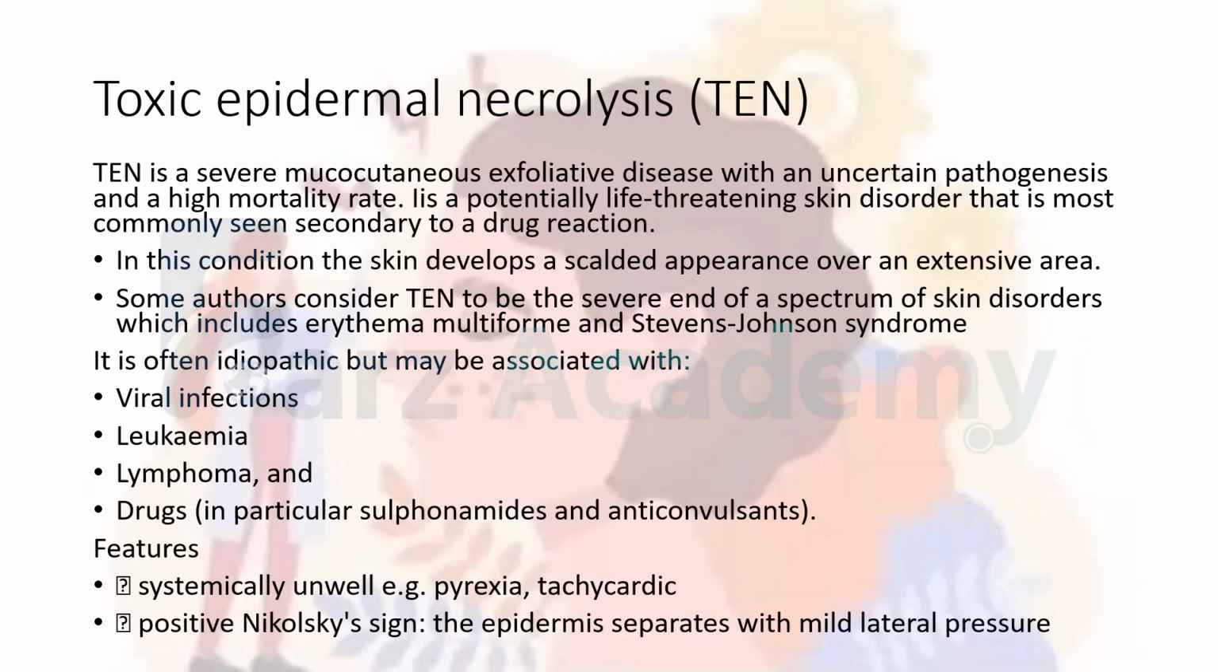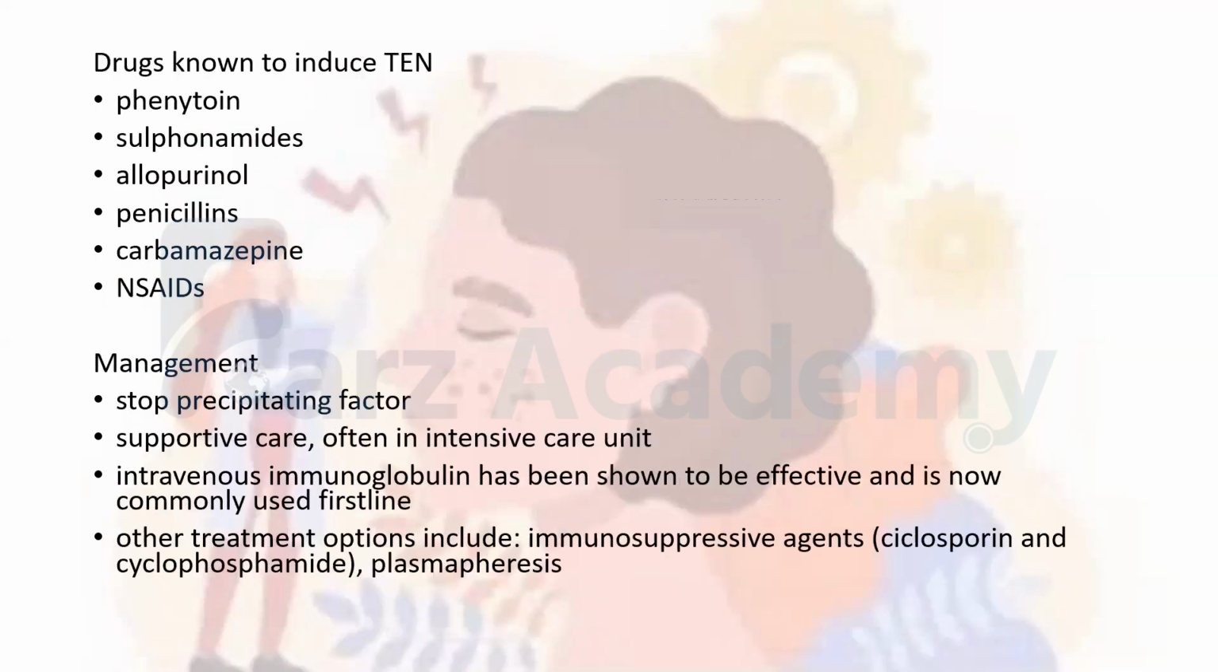One more thing that is seen here is a positive Nikolsky sign. The sign is nothing but the epidermis separating with mild lateral pressure. When you apply lateral pressure, you can see that the epidermis over the skin separates. You have to remember that TEN, that is toxic epidermal necrolysis, has a Nikolsky sign. The most common drugs that can cause it are phenytoin, sulfonamides, allopurinol, penicillin, carbamazepine, and NSAIDs. Always remember, NSAIDs can lead to various skin reactions, starting from erythema nodosum to erythema multiforme to Stevens-Johnson to toxic epidermal necrolysis.